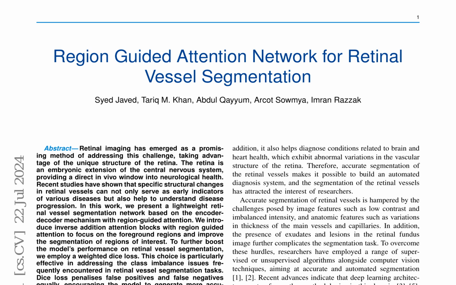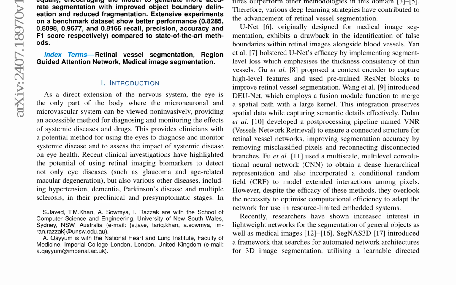This work presents a lightweight retinal vessel segmentation network based on the encoder-decoder mechanism with region-guided attention. The network introduces inverse addition attention blocks with region-guided attention to focus on the foreground regions and improve the segmentation of regions of interest. To further boost the model's performance, a weighted dice loss is employed, which is effective in addressing class imbalance issues frequently encountered in retinal vessel segmentation tasks.